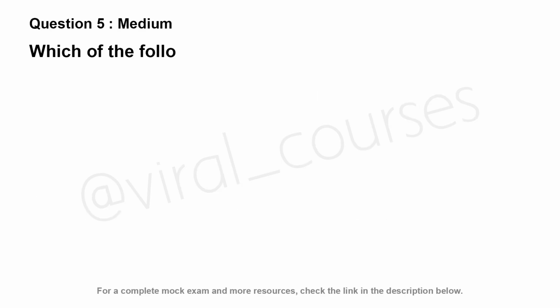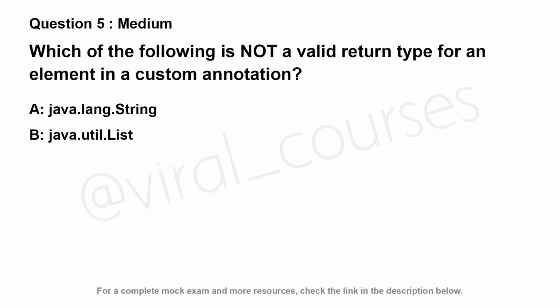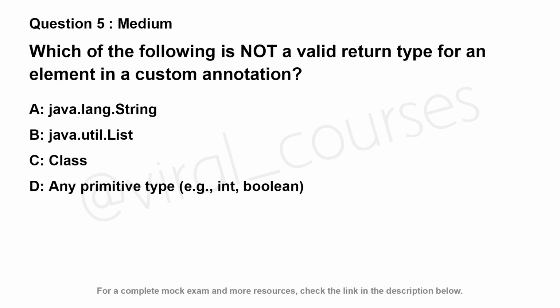Which of the following is not a valid return type for an element in a custom annotation? Option A. java.lang.String. Option B. java.util.List. Option C. Class. Option D. Any primitive type, for example int, boolean.